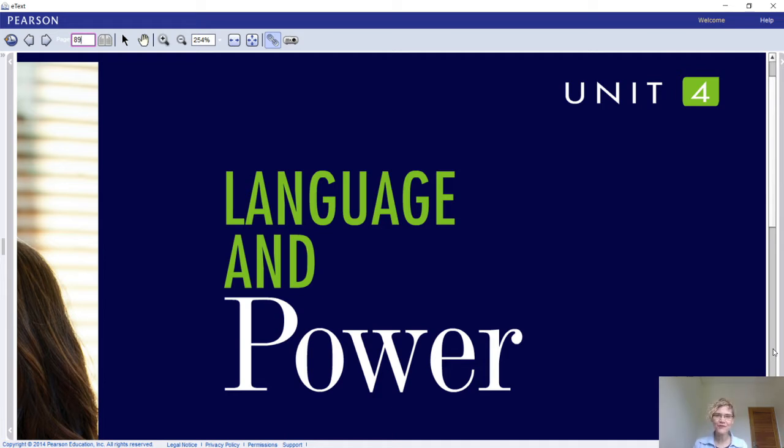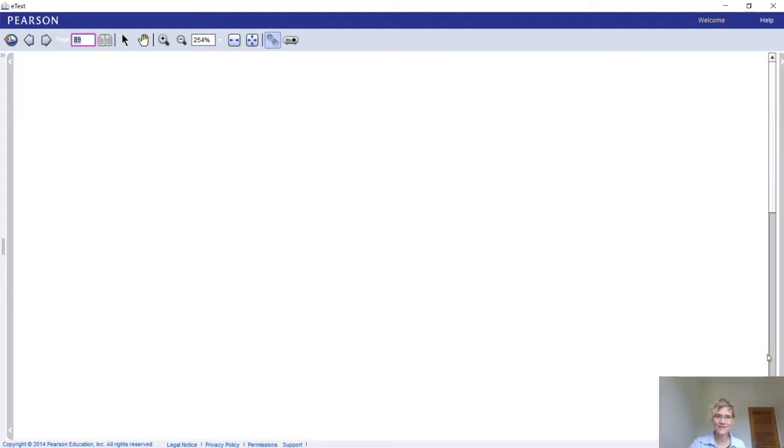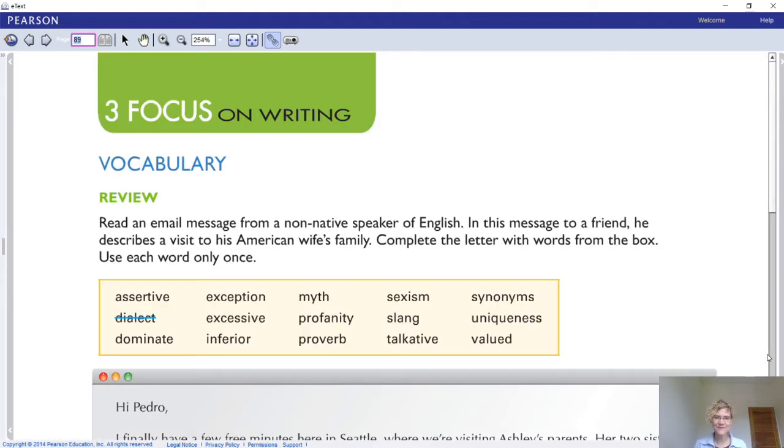We're back with unit 4, language and power, and today we're going to do the last part of our unit, which is also the last part for this semester actually. Wow, time flies, right? Okay, we are at focus on writing. So if you can open your textbook with me, textbook reading and writing, page 89. The first thing we're going to do is review the vocabulary that we have been looking at for this whole semester.